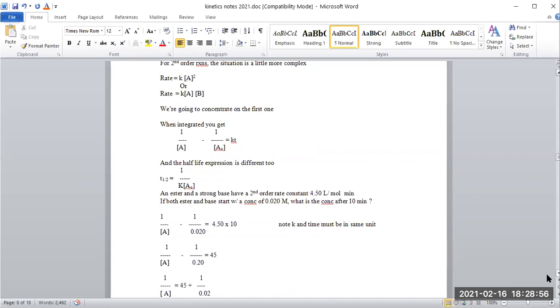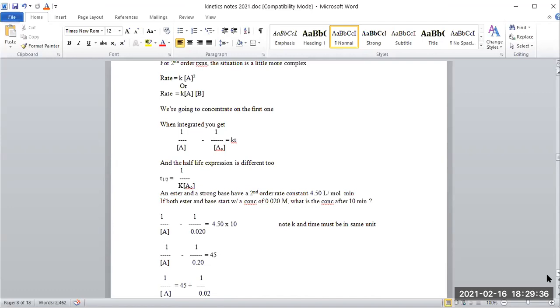So we're going to tweak with this a little bit. We're going to say we have an ester and a strong base. We've seen esters back in the organic chapter. And we are going to, like I said, simplify this a little bit and presume that both my ester and my base are the same concentration. We know that this is a second order reaction with a k value of 4.5. I started with 0.020 molar. How much have I got left after 10 minutes?